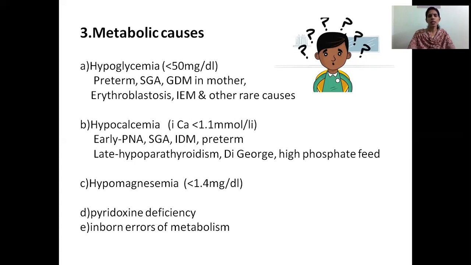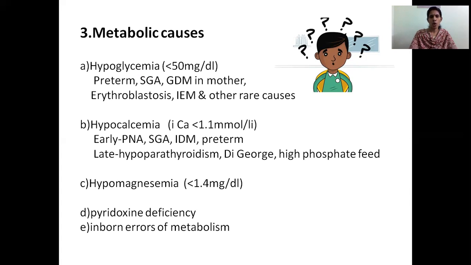And what is the importance of identifying these metabolic causes? It is easily reversible with minimum intervention. Unlike the global hypoxia and all, where nothing can be done immediately. Here, the nurses should pick up hypoglycemia, and you should know who all are predisposed to hypoglycemia.